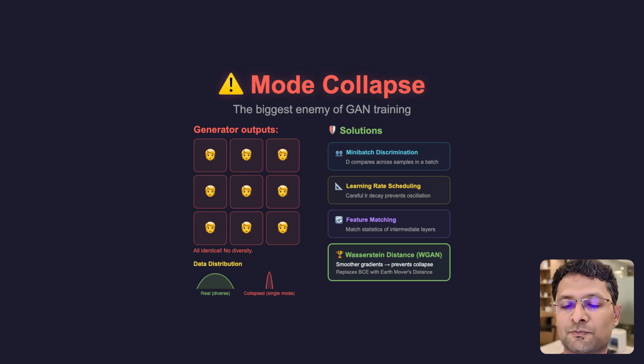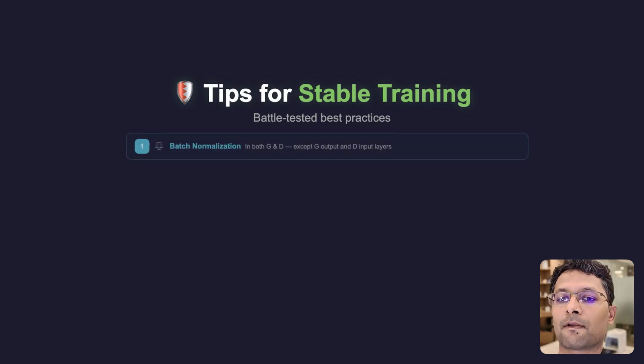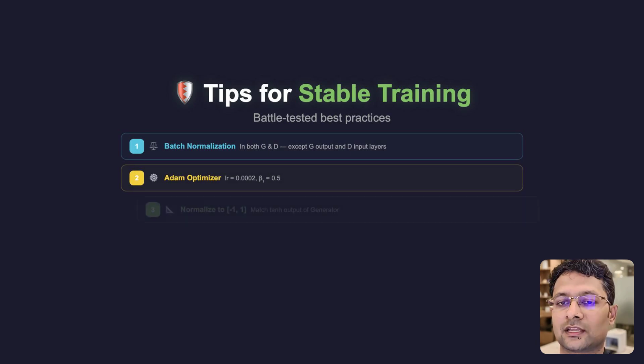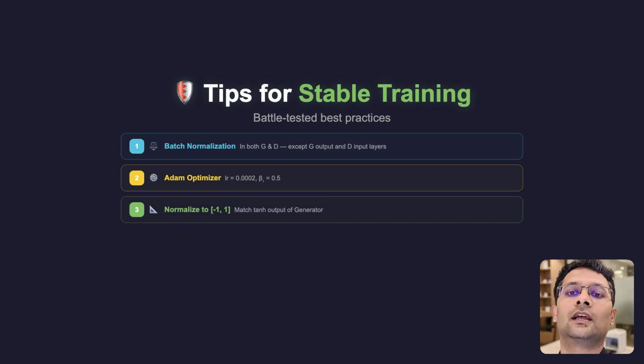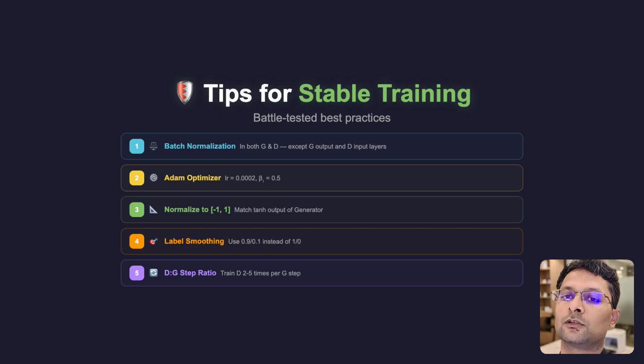Here are battle-tested tips for stable GAN training. 1. Use batch normalization in both G and D, except the output layer of G and the input layer of D. 2. Use Adam optimizer with a low learning rate, 0.0002 works well, and set beta 1 to 0.5. 3. Normalize your real images to -1 to 1, matching the tanh output of the generator. 4. Add label smoothing. Instead of hard ones and zeros, use 0.9 and 0.1. This prevents the discriminator from becoming too confident. And 5. Train the discriminator more than the generator, usually 2 to 5 D steps per G step.